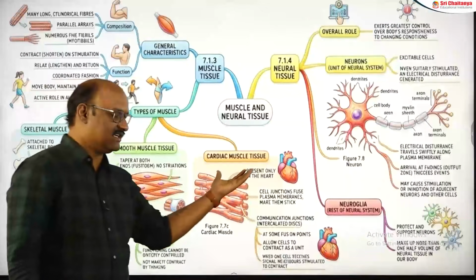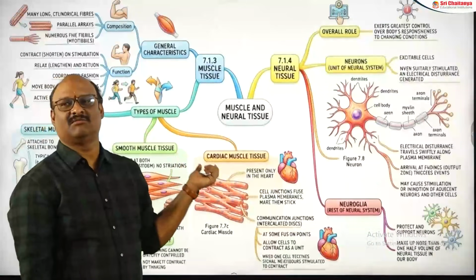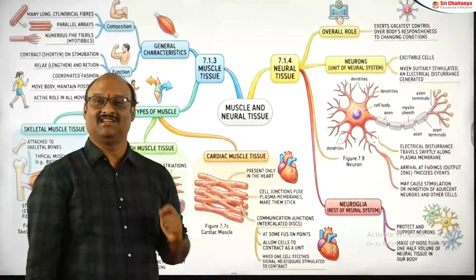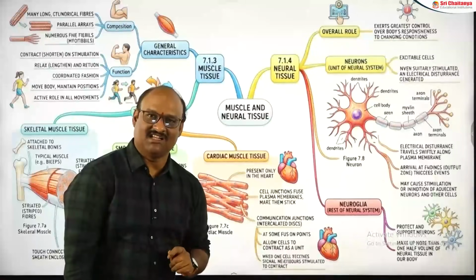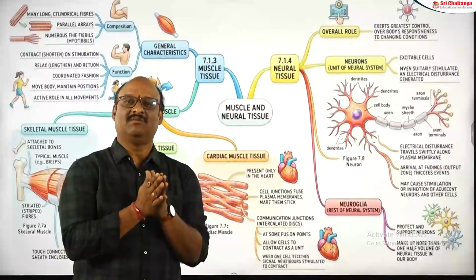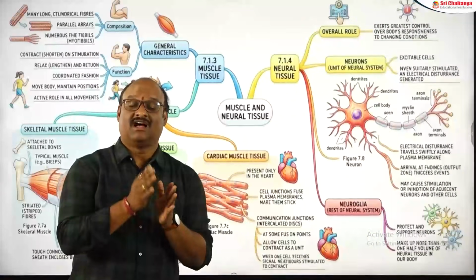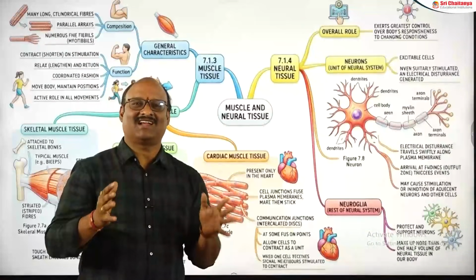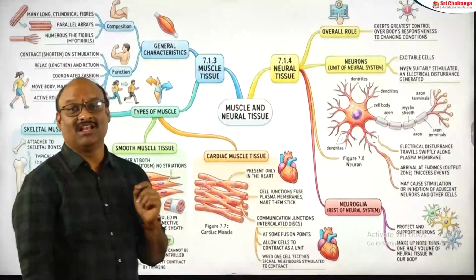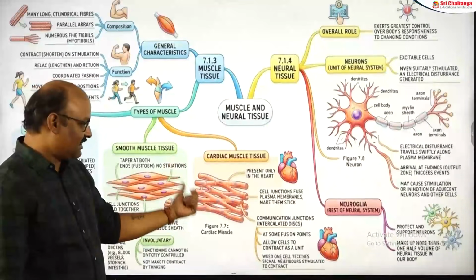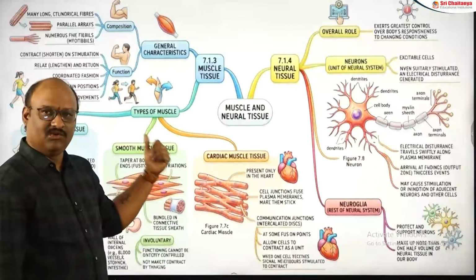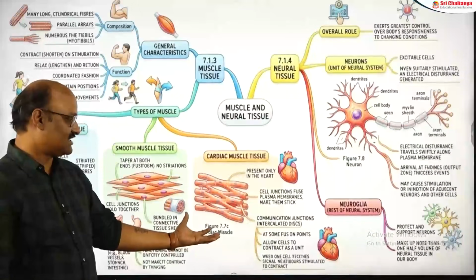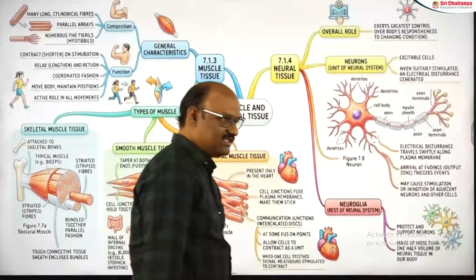Then cardiac muscles. As the name indicates, cardiac refers to the heart. Cardiac muscle is a branched muscle with intercalated discs and communication junctions, and these communication junctions help in rapid transfer of ions or electrical impulses to make the entire heart contract as a unit. It's called whole-hearted contraction. This is a branched and uninucleated muscle, and these cardiac muscles are responsible for the contraction and relaxation of the heart. So these are the muscles.